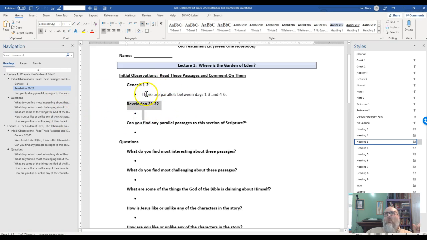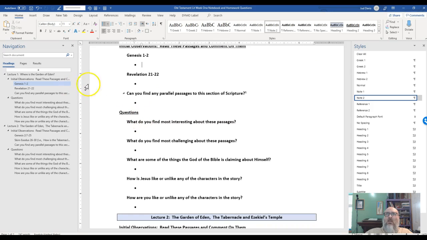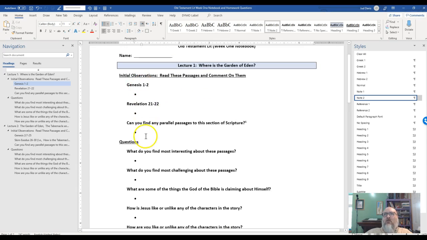So what I want you to do is to read through that section of Scripture, make some points. If you really want to get fancy, you can work on the formatting, whatever makes most sense to you. These are your notes, your homework. We're going to connect Genesis 1 and 2 and ultimately Revelation 21 and 22. And just as a parting note, can you find any parallel passages? This is going to be very important when we come together as a class, because often those parallel passages will help you understand the original passage.